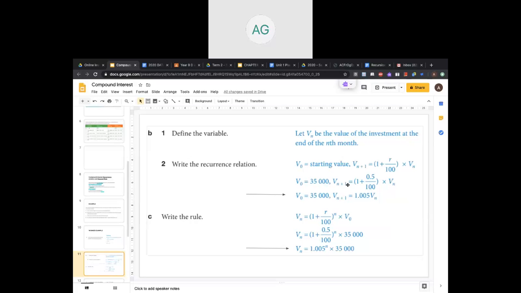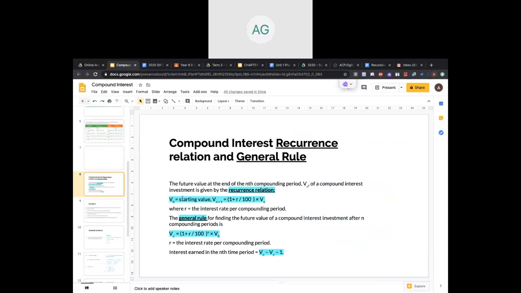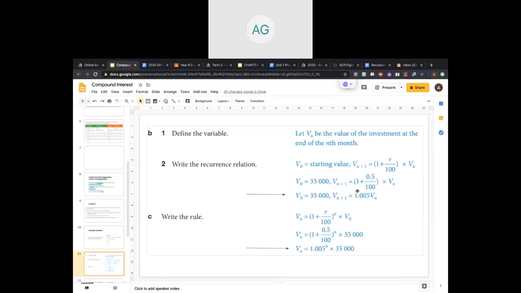And then Vn plus 1, if you remember your recurrence relation in that slide over here, you can see the formula for recurrence relation. V0 is the starting value, which is $35,000. Then Vn plus 1 equals 1 plus r. So what is your r in this question? We already found that, 0.5. So 1 plus 0.5 divided by 100 times Vn. So Vn will be for your last year. So you just keep on doing that.